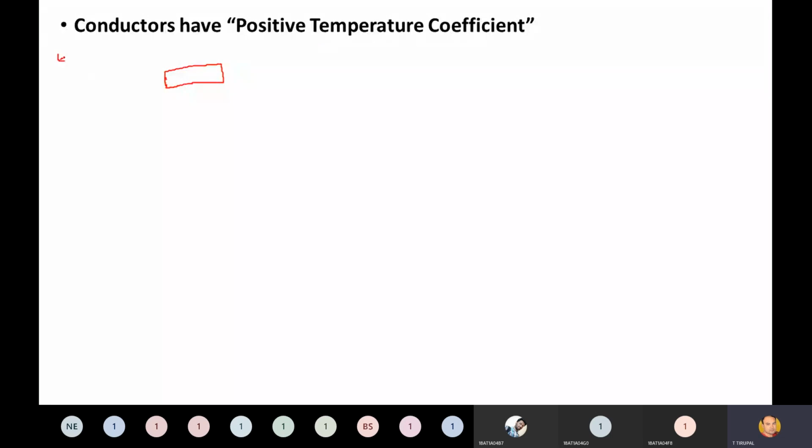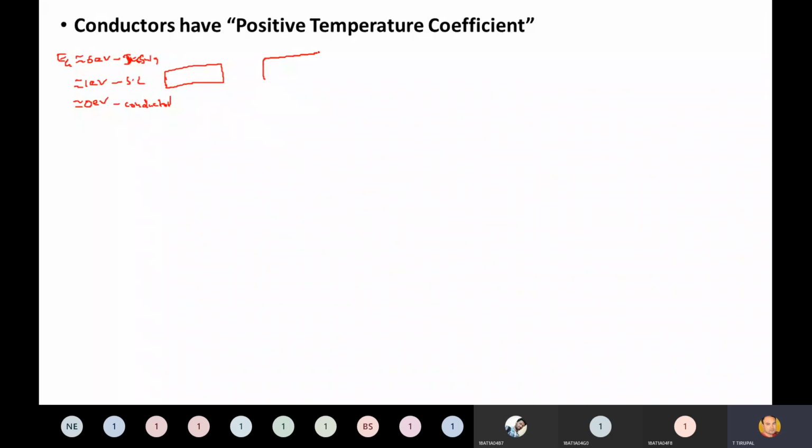If the energy gap is approximately equal to 6 electron volts, it is called an insulator. If the energy gap is approximately equal to 1 electron volt, it is called a semiconductor. If the energy gap is equal to 0 electron volts, then it is called what? Conductor. So that means there is no energy gap. There is no energy gap means what happens?